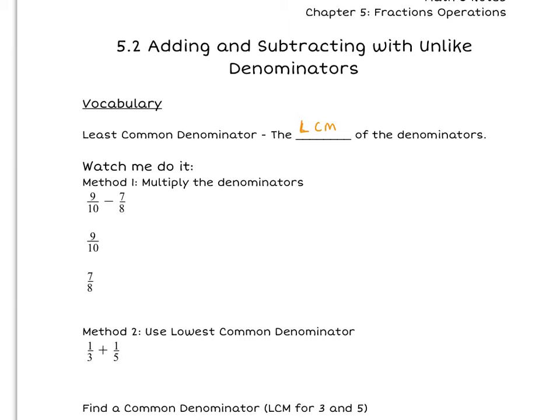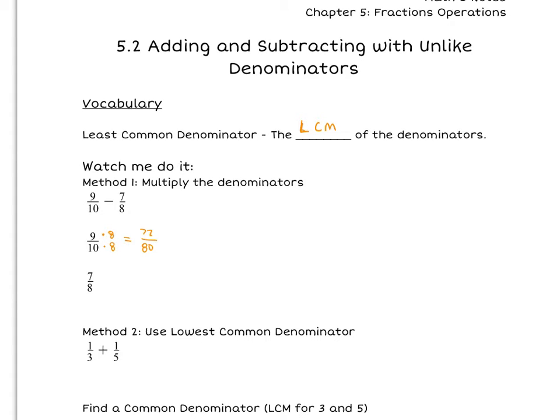This will not give you your smallest multiple, but it will give you a multiple. So we would do 9/10 and 7/8. We would do the 9/10 times the opposite denominator, which is an 8. So we would have 9 times 8 is 72, and 10 times 8 is 80. So we have 72 over 80.